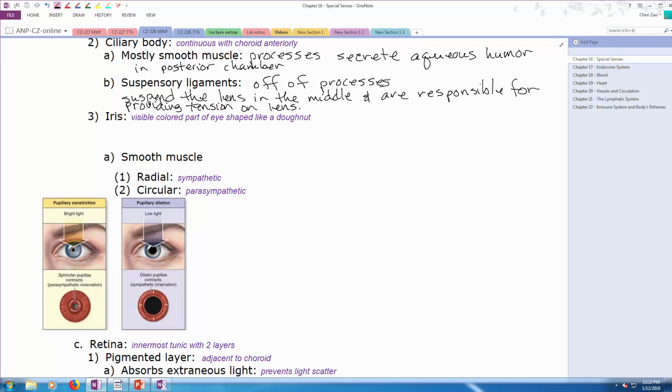All organs always have a capsule associated with them, and so the lens is actually not unusual in that aspect itself. And the tension on those suspensory ligaments will determine whether the lens is flat or fat. Flat or fat. So what's the tension like on the suspensory ligaments if the lens is fat? Low. And if the lens is flat, high. So that's the thing to always remember.